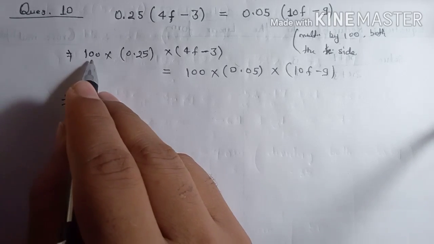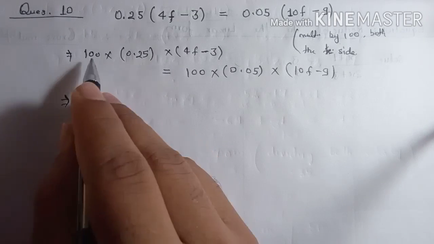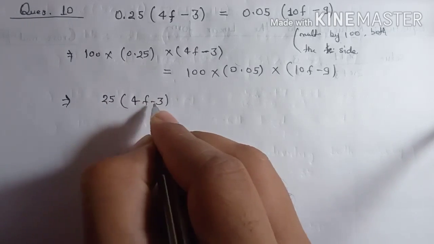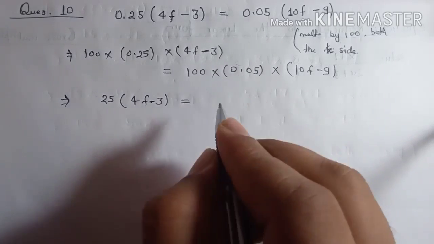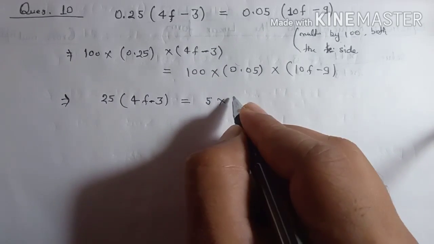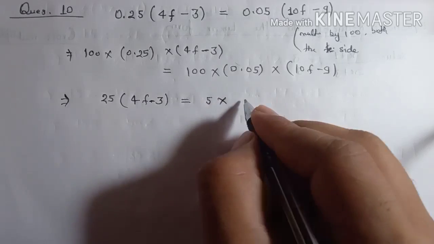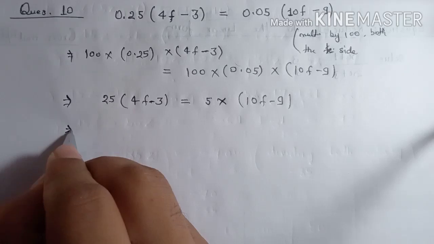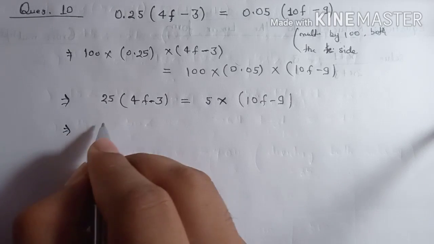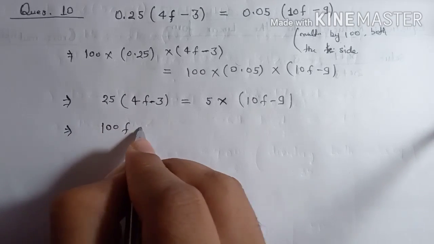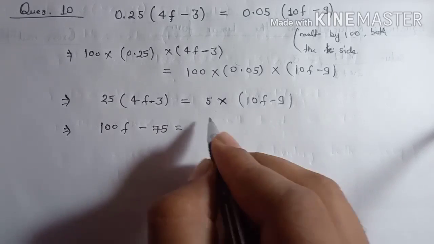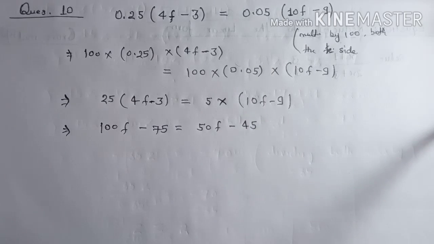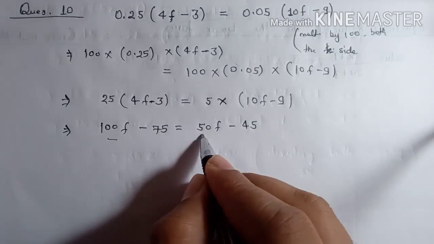and when you multiply this 0.25 by 100, you will get 25 into 4f minus 3 is equal to, when you multiply this you will get 5 into 10f minus 9. Now go ahead, multiply these numbers inside, you will get 25 into 4, that becomes 100f minus 75 is equal to 5 tens are 50f and minus 45. These are the like terms, so keep aside.